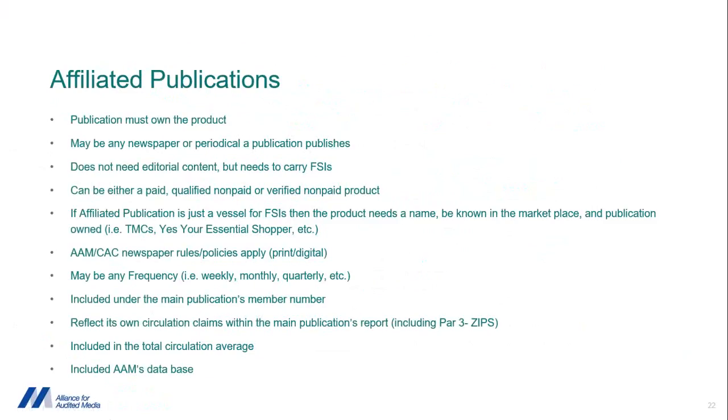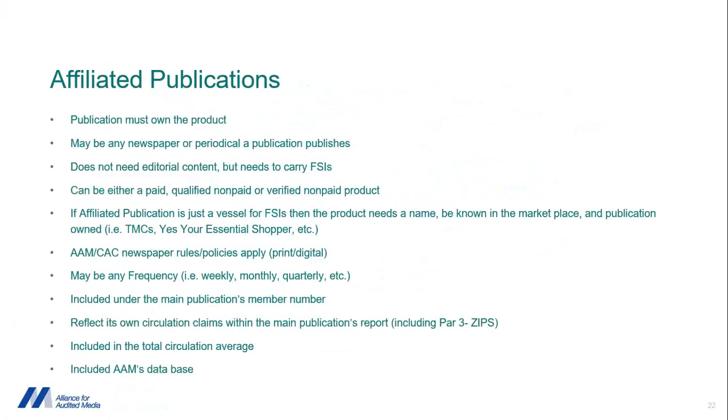Now we're going to touch base briefly about affiliated publications. An affiliated publication is a product that the publication owns. Back in the day, there used to be a lot of restrictions about affiliated publications. They were known as branded editions for AAM reporting. All those restrictions have been lifted. The main thing for AAM is that the publication owns the product. So it can be a newspaper, it can be a magazine.